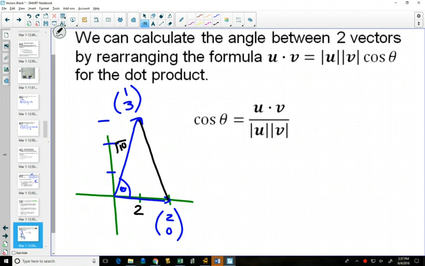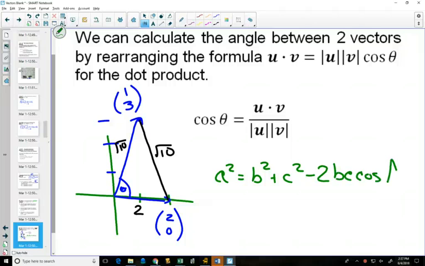Because I could also find this other side, since this is over 1, up 3 as well. Oh, it makes a nice isosceles triangle. Having all 3 sides, you would solve this with the cos law: A squared equals, well, it doesn't matter the letters, B squared plus C squared minus 2BC cos.